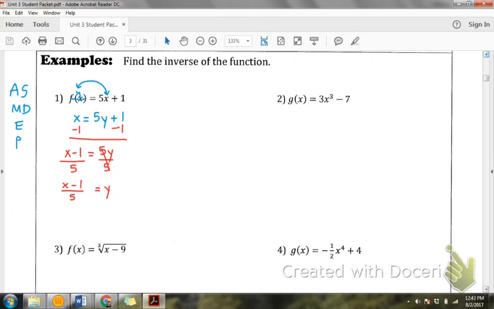Does x over 5 reduce? That's really 1x over 5. Does 1/5 reduce anymore? No. So we can just leave it as this. Now is y by itself? Okay, so what does step 3 say to do?